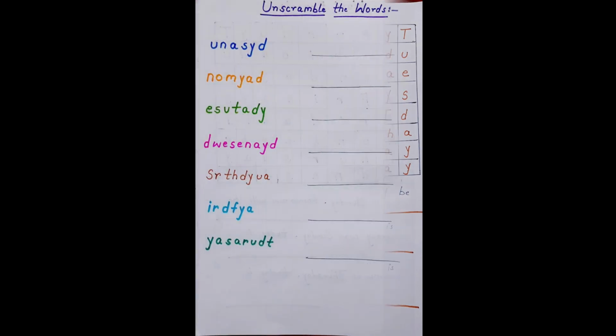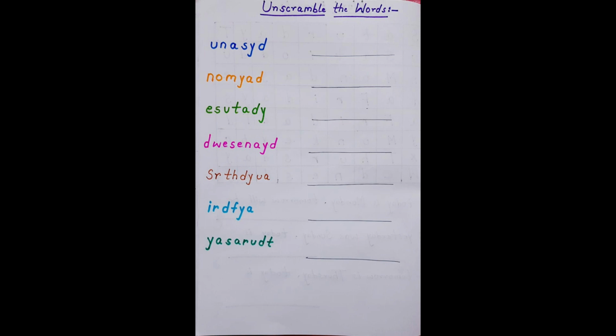Now this is the fifth worksheet where I have given unscrambled words. That means I have jumbled all the words and the letters of the days of the week here and there and the kid needs to solve it.